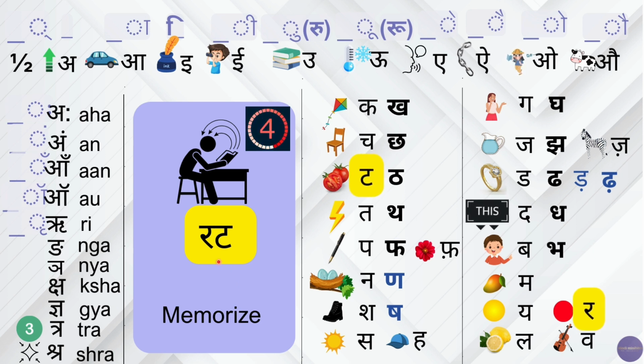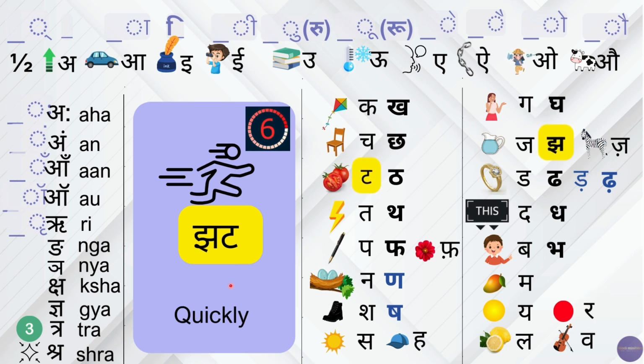This word means to memorize. Red r and tomato t joins to make the sound rut, rut. In English we write like rat, but it's actually rut in Hindi.